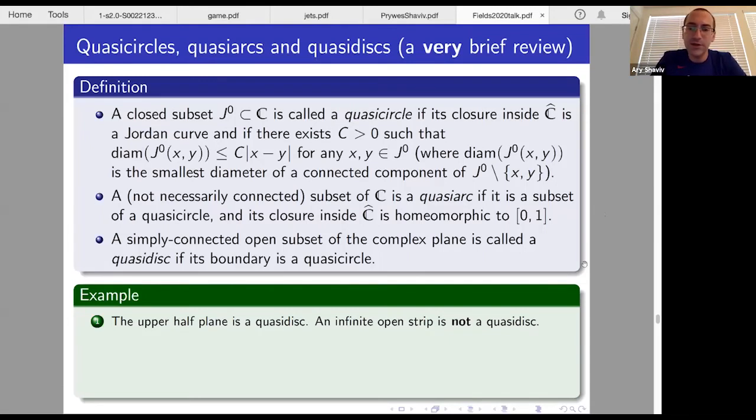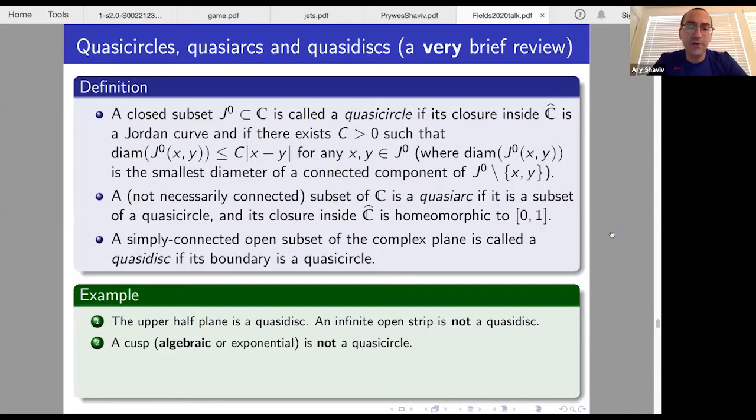So it's not a quasi-disk, and this is an important example because it is definable in any polynomially bounded or o-minimal structure, right? We know that this infinite open strip, for instance, is Schwartz equivalent to the unit disk, because this infinite open strip is Nash diffeomorphic, or semi-algebraic diffeomorphic, to the unit disk. But it is not a quasi-disk. So this is an example to show you that neither of the two approaches is strictly stronger than the other. I mean, we have definable sets that are not quasi-disks, and we have quasi-disks that are not definable.